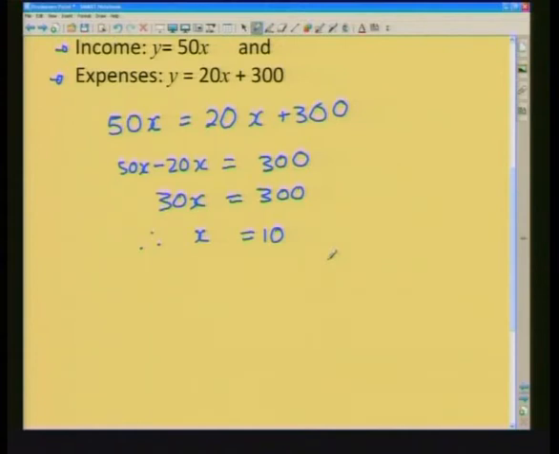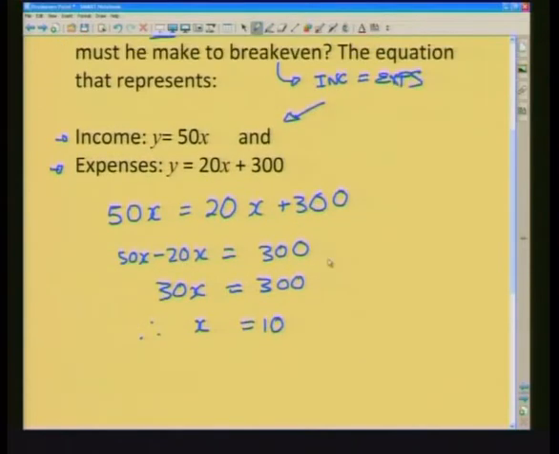And it makes sense, because if we take this value of 10, put it back into our equation for income and into our equation for expenses, you will see that both his income and his expenses are equal to 500 Rand at the break-even point.